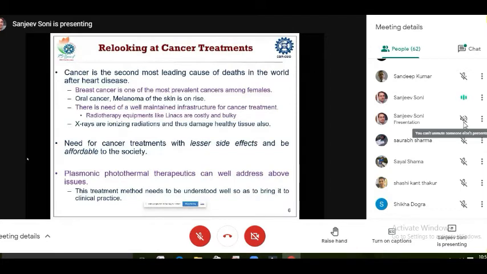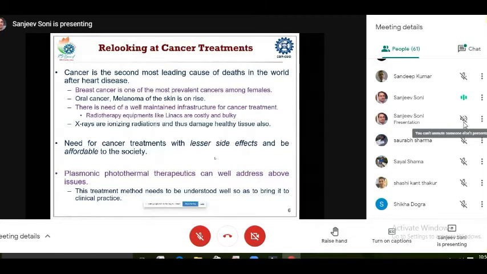If we summarize this again, cancer is the second leading cause of death in the world after heart disease, and we have a variety of cancers prevailing. Among females, we have breast cancer, and we have oral cancer, which is now a major challenge for India. The equipment, whether for surgery or radiotherapy, is very costly, so it is not available everywhere in all the states. There is a challenge in having such high capital infrastructure or capital investment for this equipment. So obviously we need to look at other alternatives.